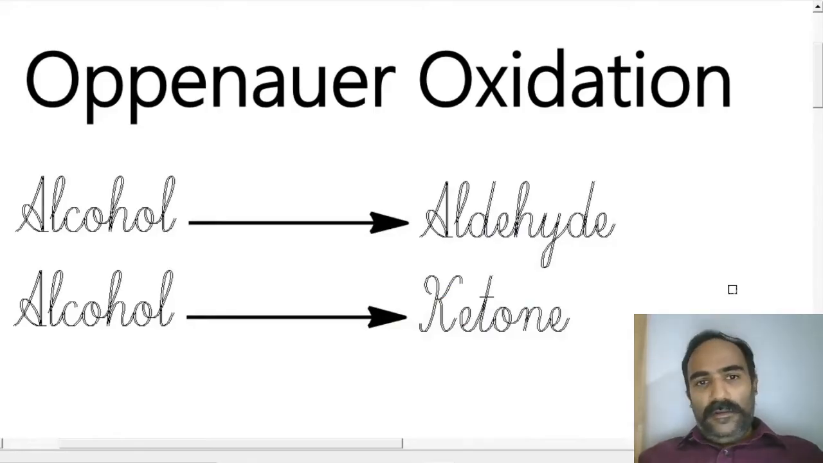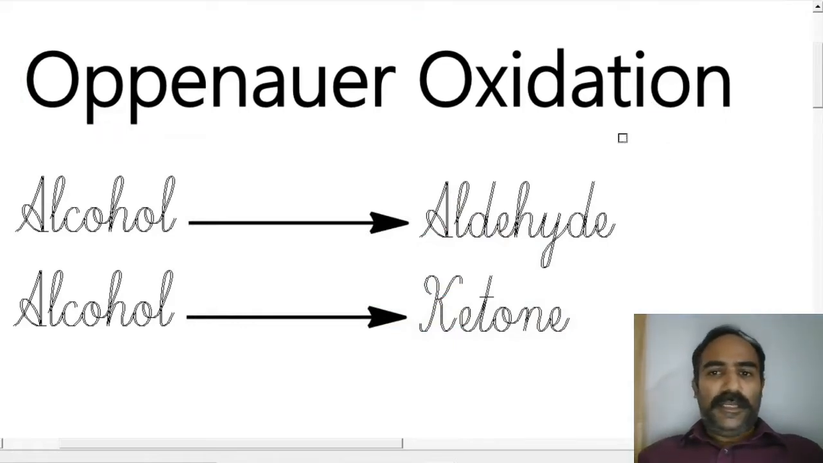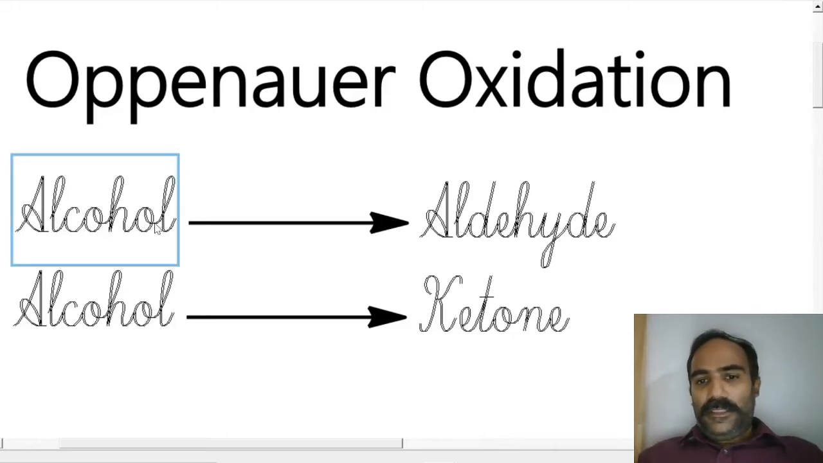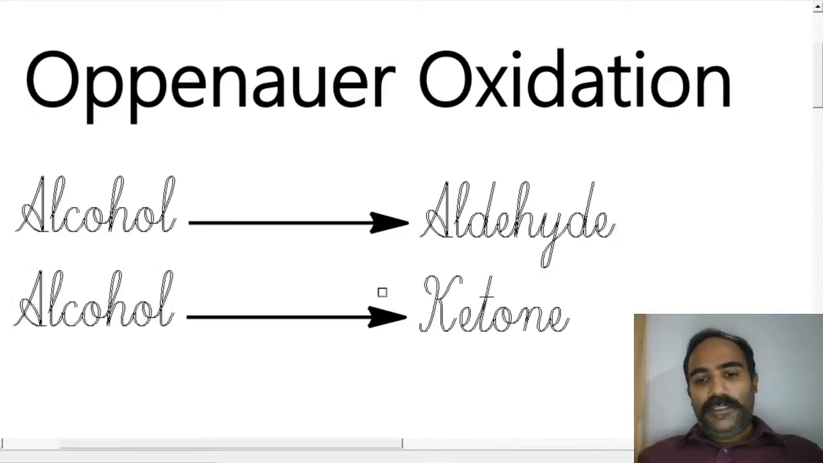Hello and hi all. Let us talk about Oppenauer oxidation. As the name suggests, it is an oxidation reaction in which an alcohol gets converted into an aldehyde or a ketone, depending upon the alcohol. If the alcohol is a primary alcohol, then it will be an aldehyde, and if it is a secondary alcohol, this will be converted into a ketone. So Oppenauer oxidation converts alcohol into its corresponding carbonyl species.